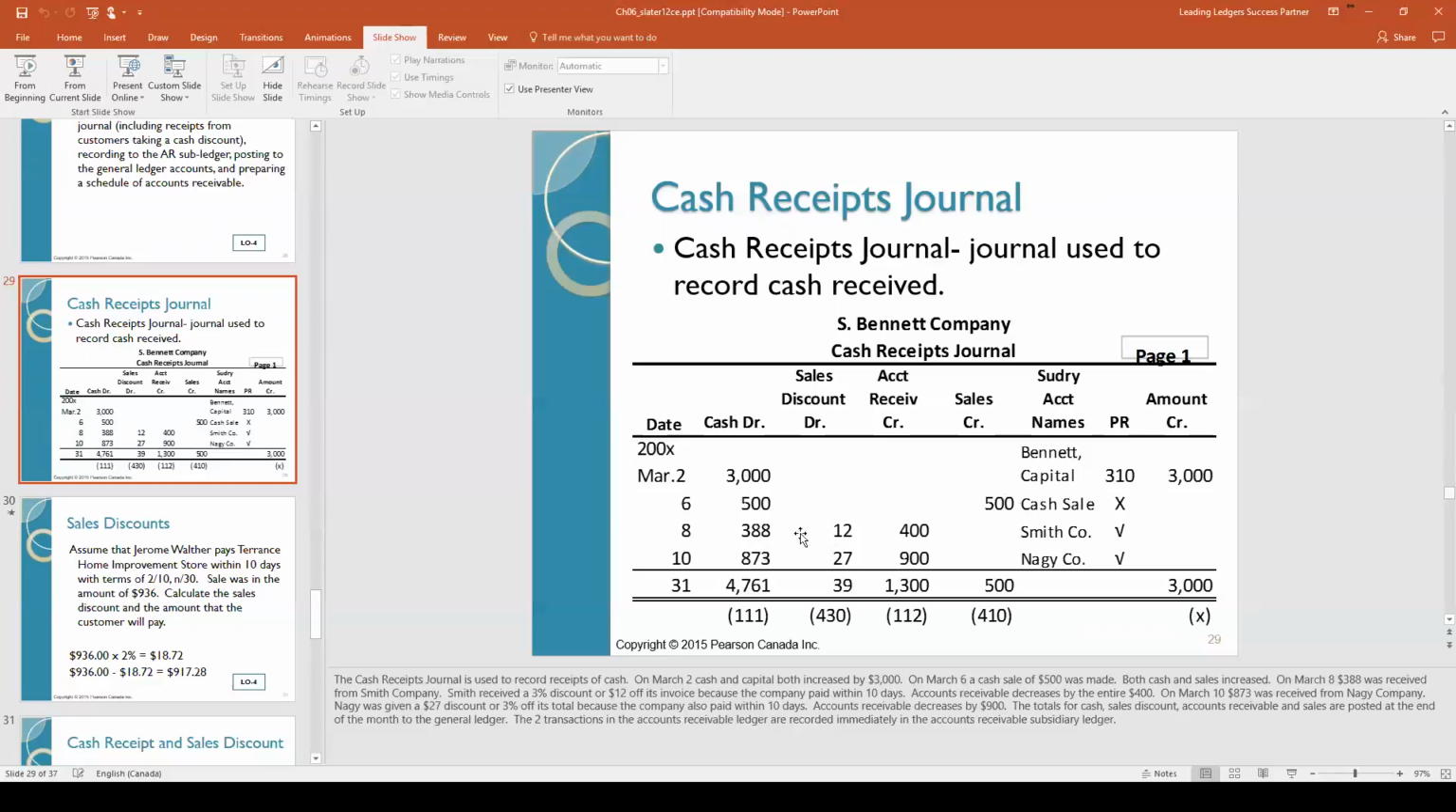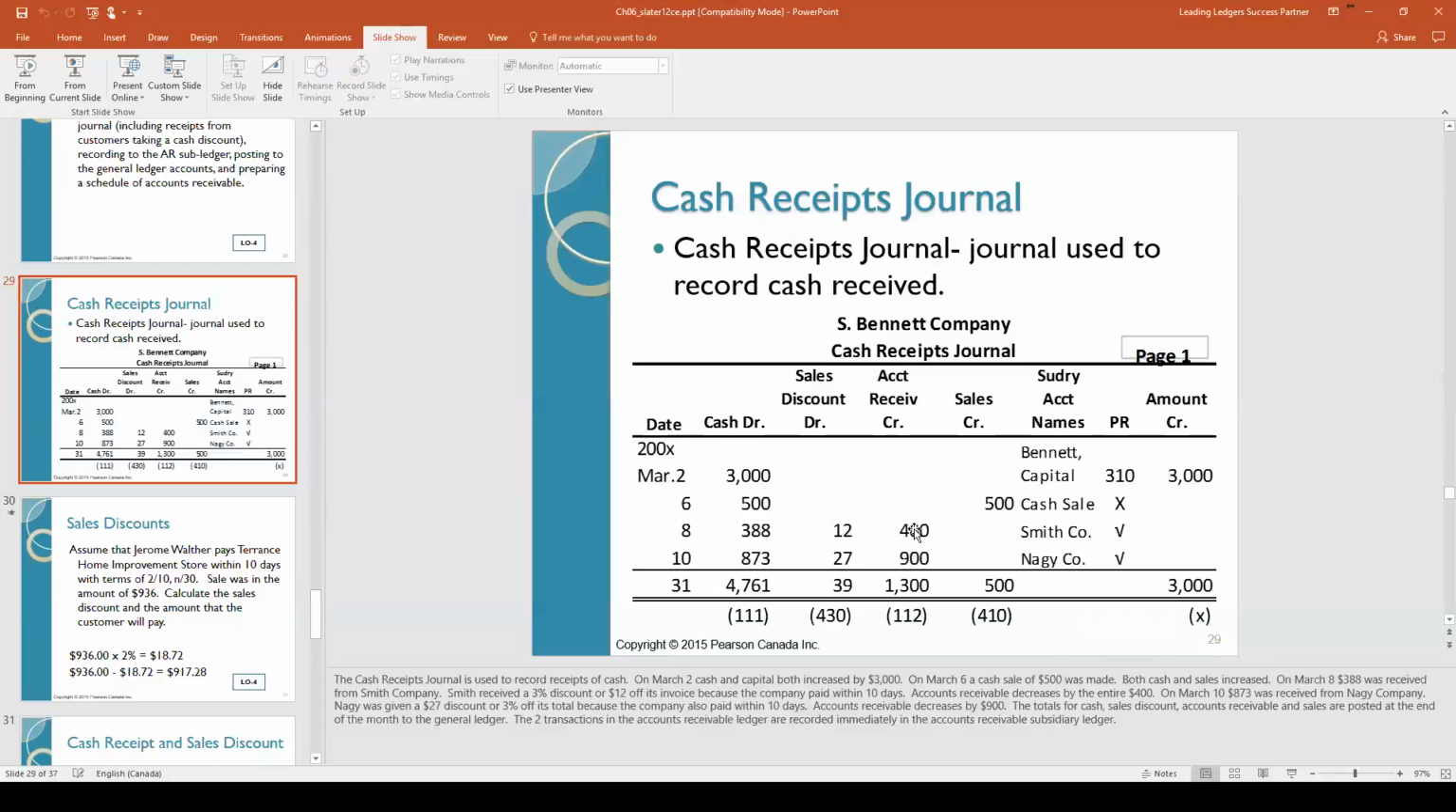Then there's some credit sales, there's some receipts of cash from credit sales. So in this example, Smith Company paid their bill. They paid within the 10 days. And on their invoices, they were getting a 3%. There's some text at the bottom that you can read. So for the $400 sale, they received a $12 discount. When you're looking at these transactions, think about two things.